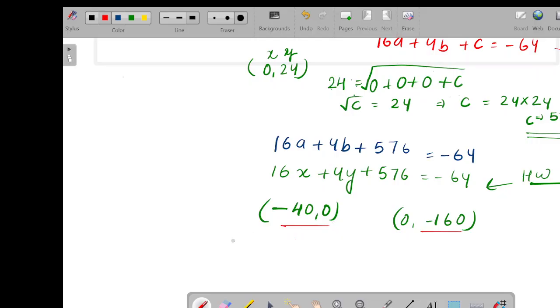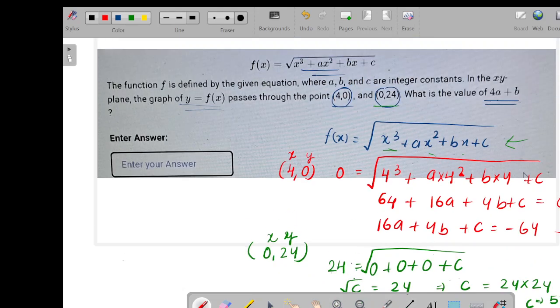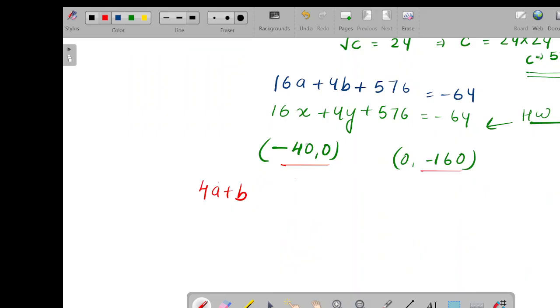You can take anything, and remember you have to find the value of 4a plus b in the question. If you forgot, let me remind you, it is written right here. So you got the values of x and y, in short, the values of a and b. Let's say this is a, this is b. So I can directly put 4 times negative 40 plus 0, which is nothing but negative 160. So the answer will be negative 160.